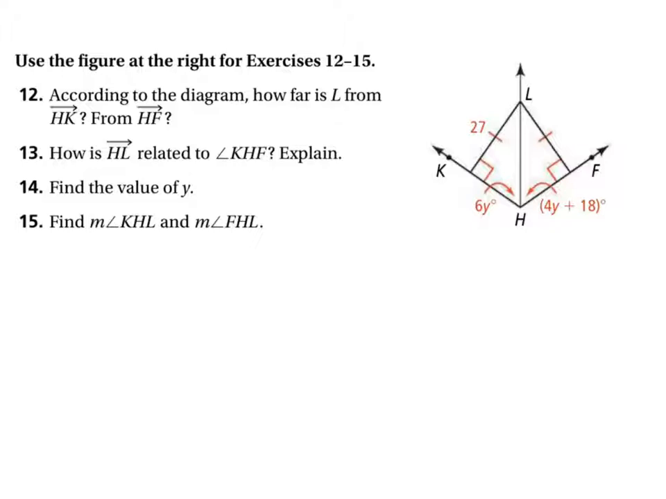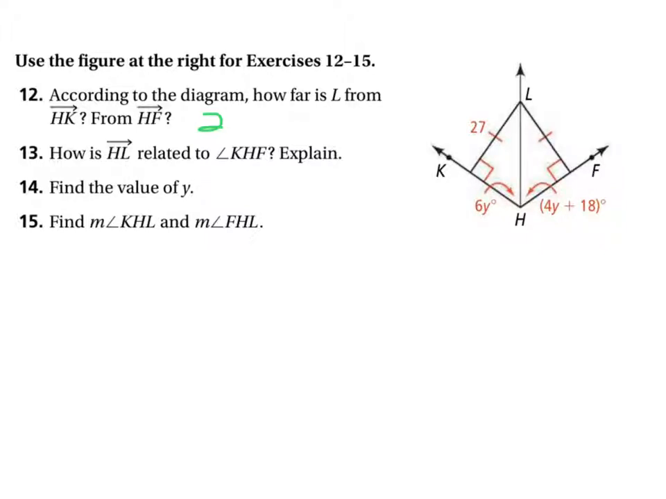So whenever you're looking at saying how far is a point from a line or a ray or a segment, you want to talk about the perpendicular line running through the point down to that line or segment or ray. So in that particular case, it's 27. So get all that chunk out of there. And then how far is it from HF? How far is L, that same point, from HF? Well, because these two segments are the same length, then that's also 27. So 27 and 27. Okay.